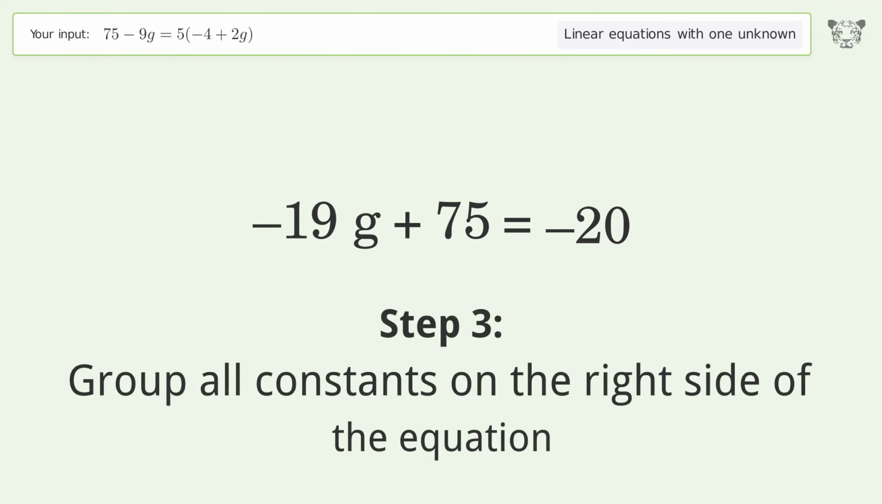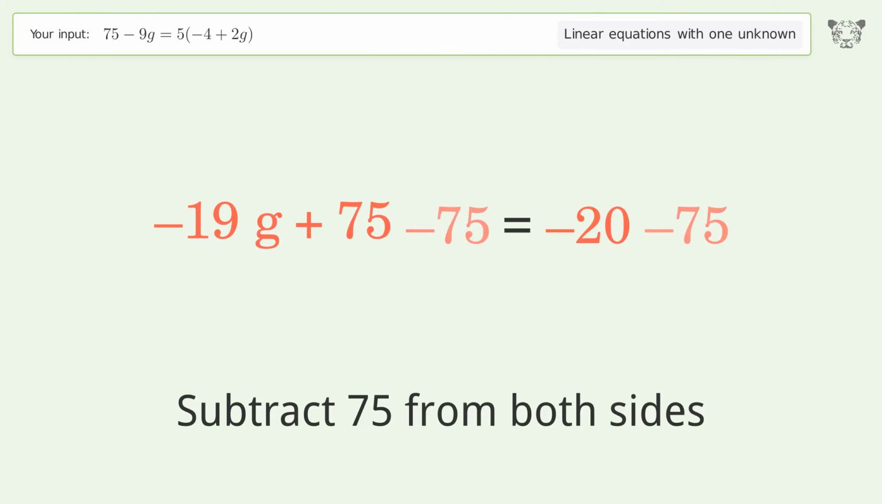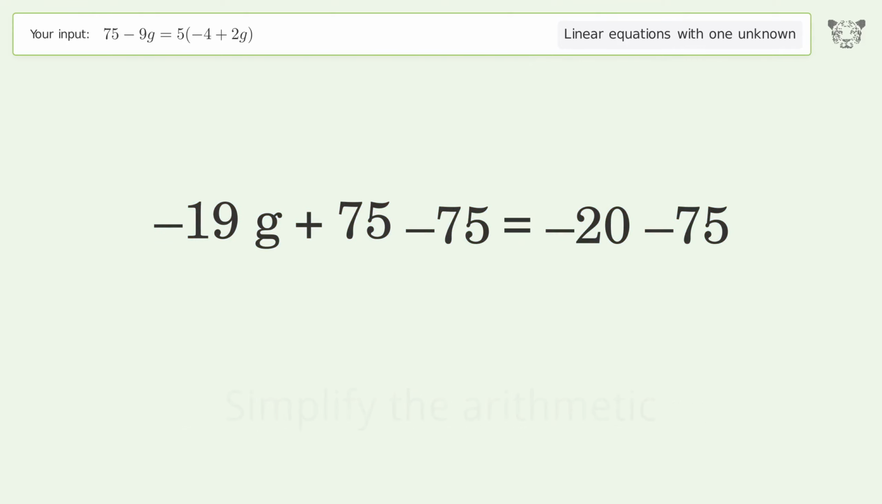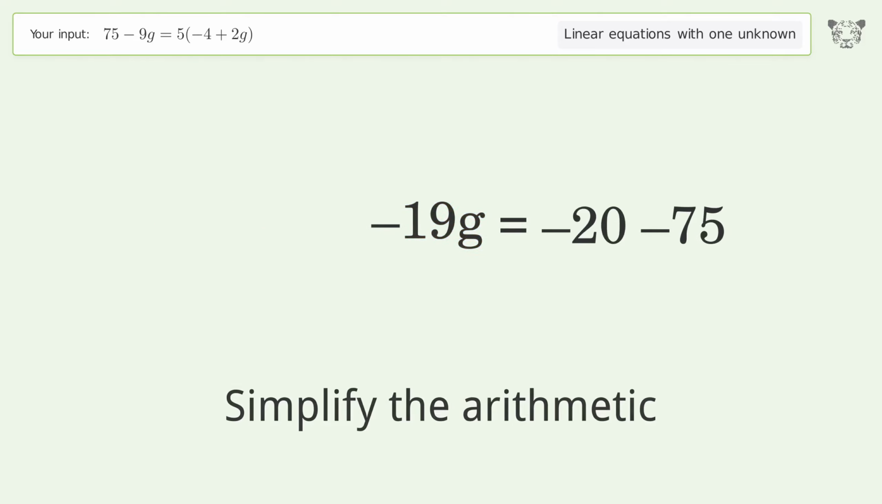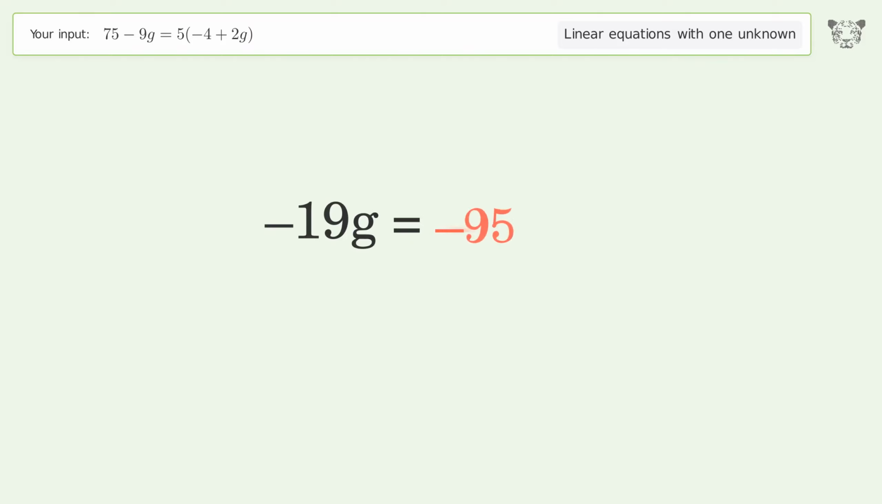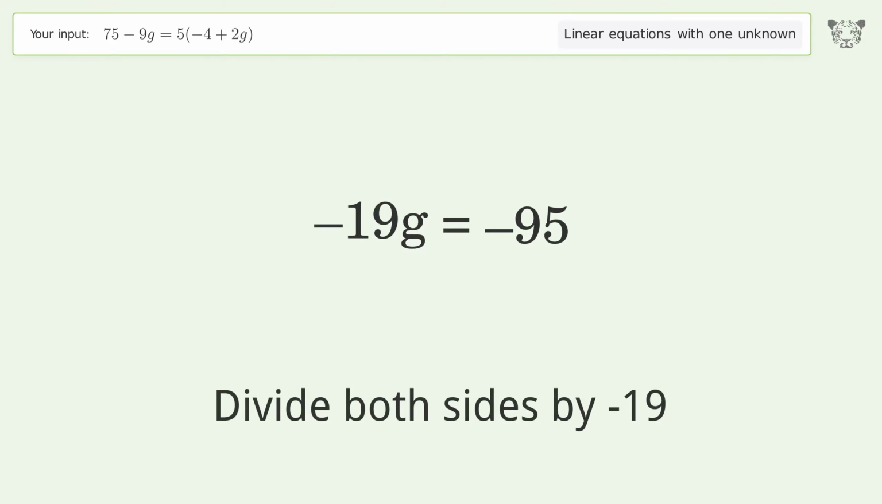Group all constants on the right side of the equation. Subtract 75 from both sides. Simplify the arithmetic. Isolate the g. Divide both sides by -19.